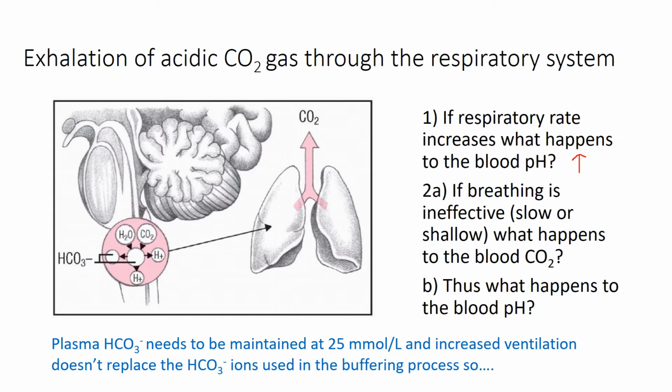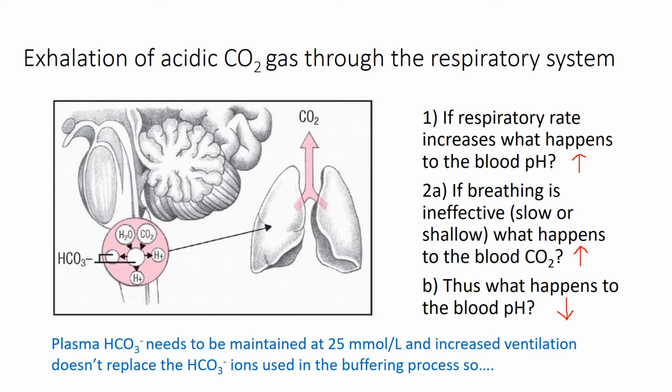If breathing is ineffective, slow or shallow, what do you think happens to the blood CO2? That's right, it also goes up. And what do you think thus happens to the blood pH? That's right, it goes down because you've got an acidic gas in the blood system, and so the pH drops and it becomes more acidotic.